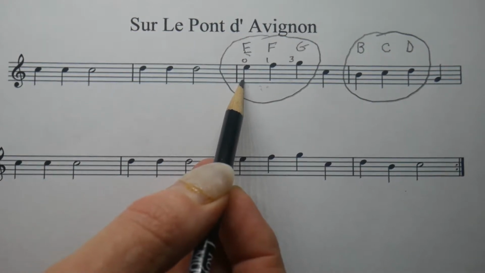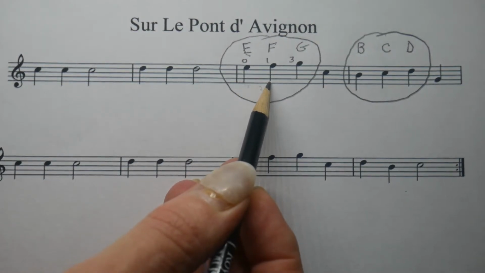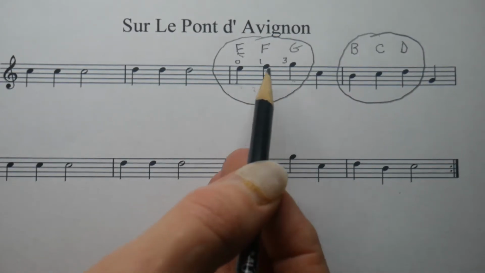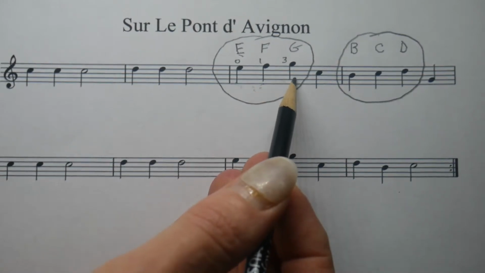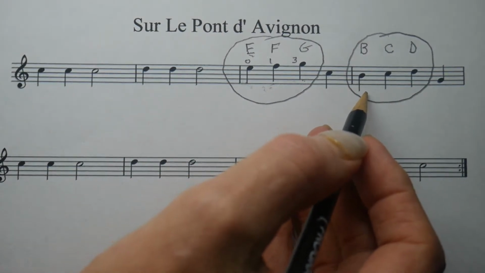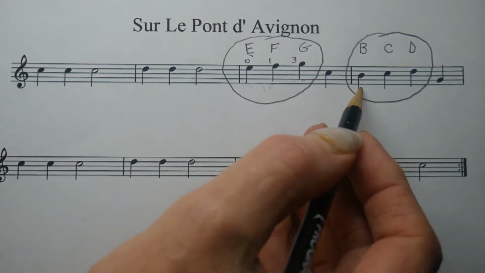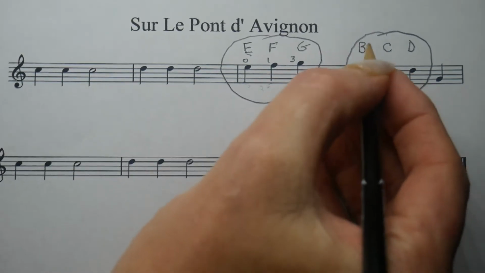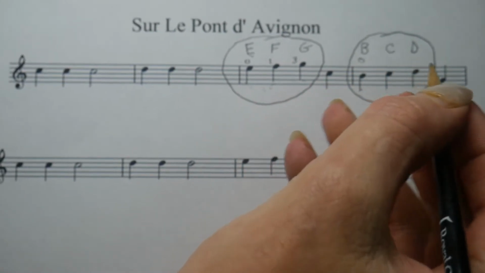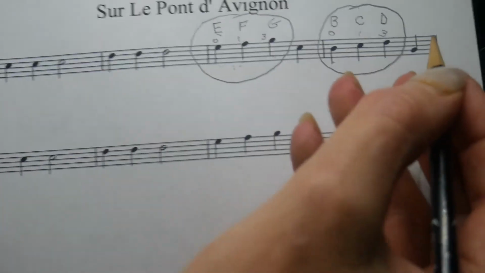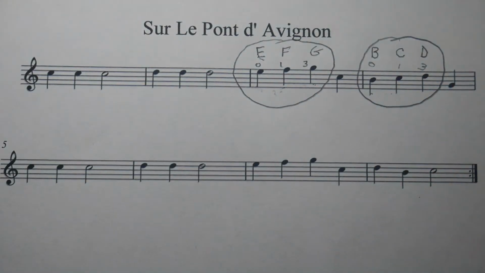Here's E, open first string, F is first fret, G is third fret, third finger. I want you to use your first finger here and your third finger there. Let's skip over this note and let's go to second string. Second string is B, C, and D, and that's open second string. I'll go ahead and make a little 0 here. First finger on first fret and third finger on third fret. Okay? So let's go to another score.